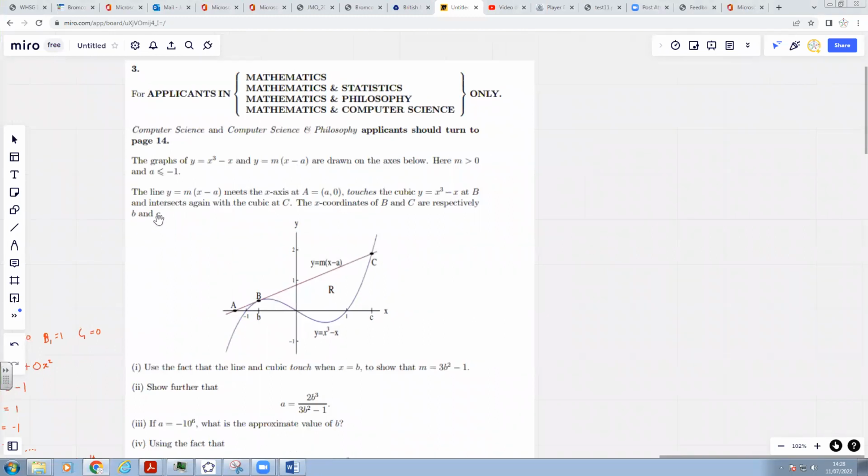So, question 3. This one I quite liked, although it's really important that you understand, once again, what conditions it's laying down here with M and A. It's saying M is bigger than 0 throughout this whole question, and A is less than or equal to -1 throughout this whole question. Now, that's not going to affect your x cubed minus x, which naturally goes through -1, 0, and 1. It's going to affect this line here, this straight line.